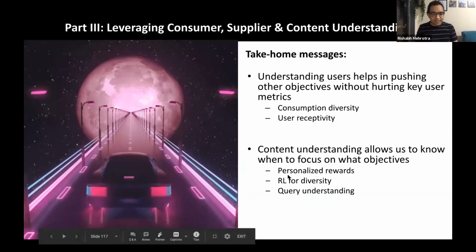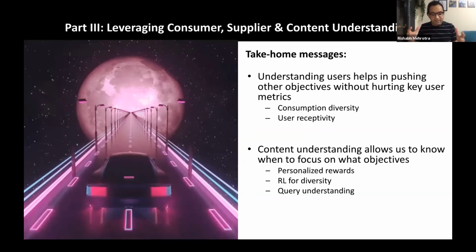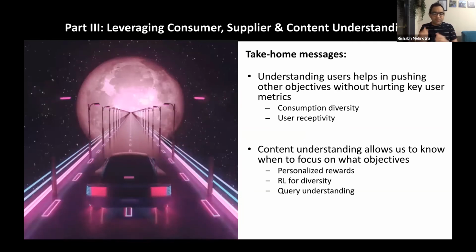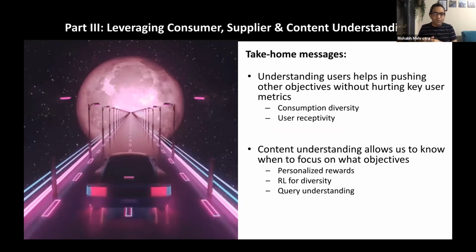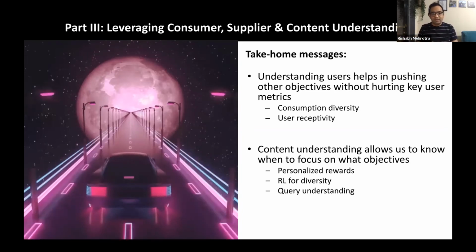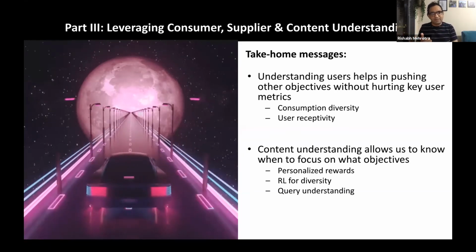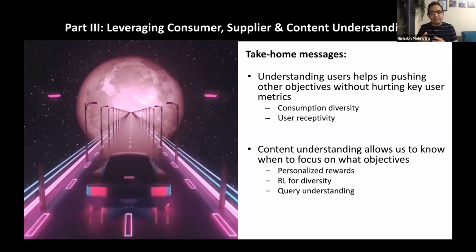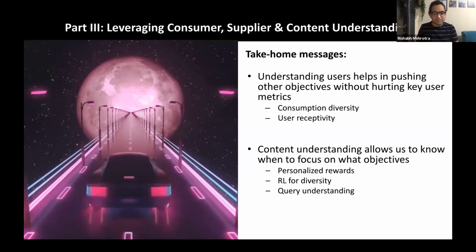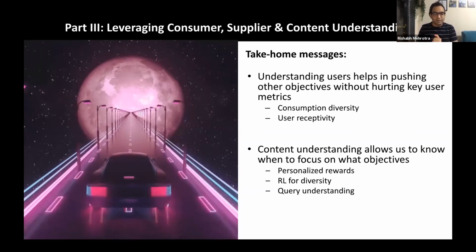So in general, the take-home message is that while we develop the main models, we can enrich them by developing better user understanding, and user understanding helps us push other objectives without hurting key user metrics. So we looked at user receptivity, we looked at consumption diversity. Some other work which we have done is intent identification and how do we do that at scale and use them in our decisioning. In terms of content understanding, we can look at personalized reward functions, query understanding, and diversity.